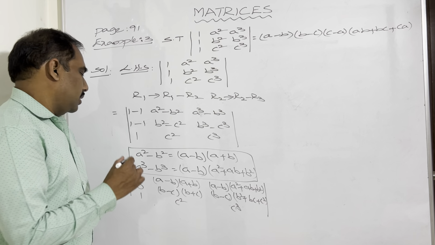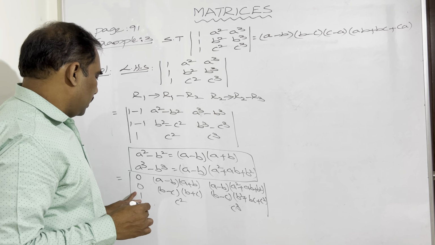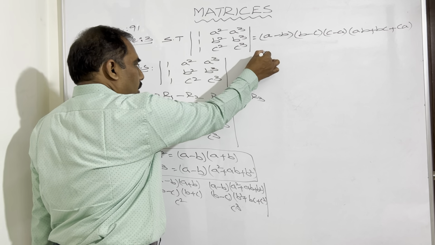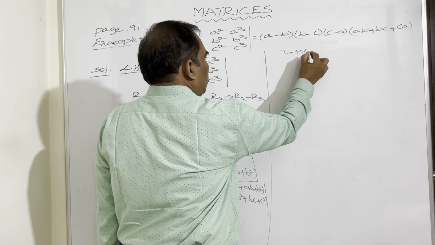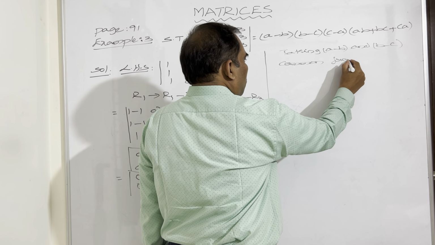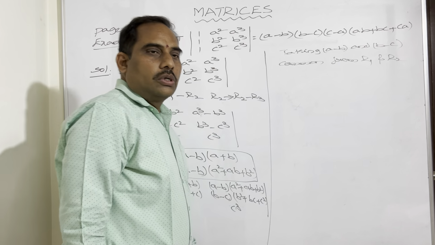If you observe, in the first row, in all the elements we have a minus b common. In the second row, in all 3 elements, b minus c is common. Now taking a minus b and b minus c common from R1 and R2.